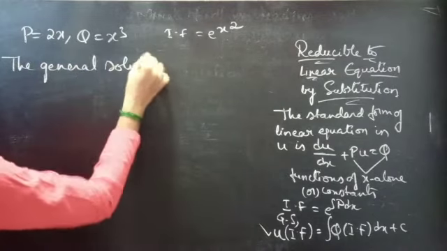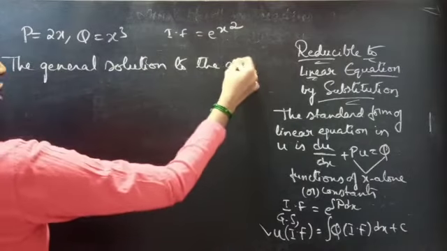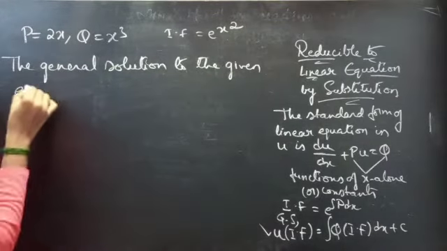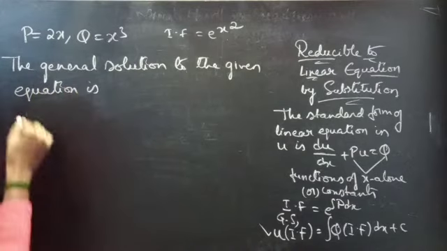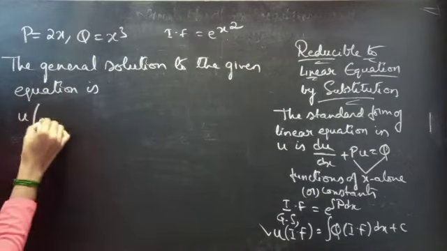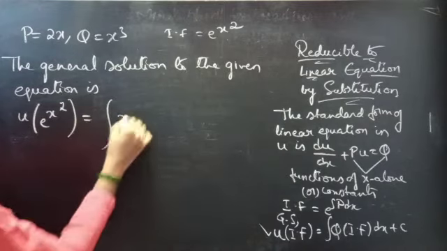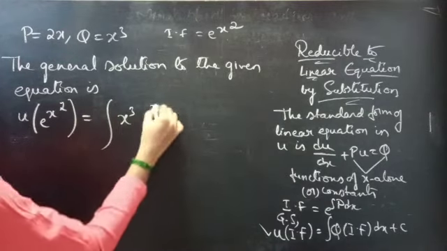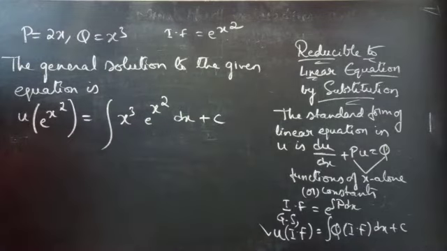The general solution to the given equation is u × e^(x²) = ∫ x³ e^(x²) dx + c.